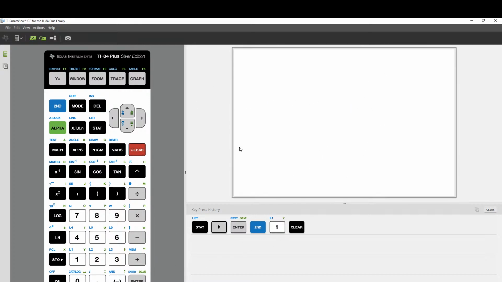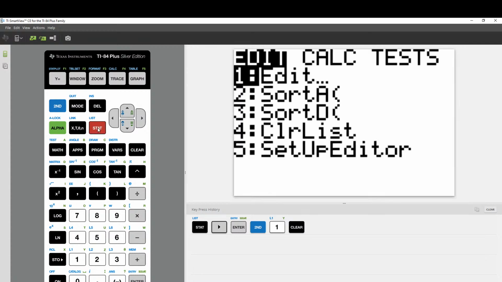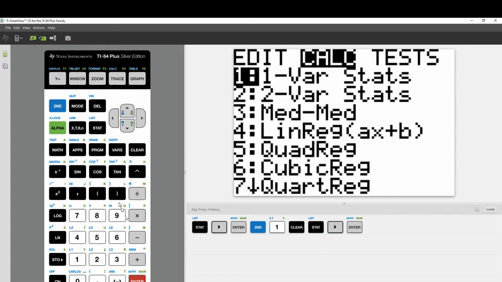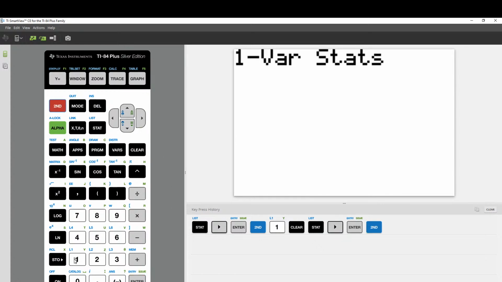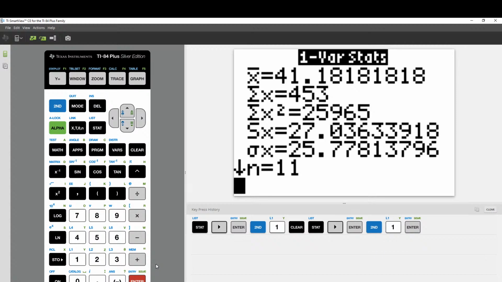I'm going to start over. Let me show you one more time. You go into Stat and then over to Calc, and then 1-Var Stats, put in L1, and then enter. x-bar is the mean, 41.18.